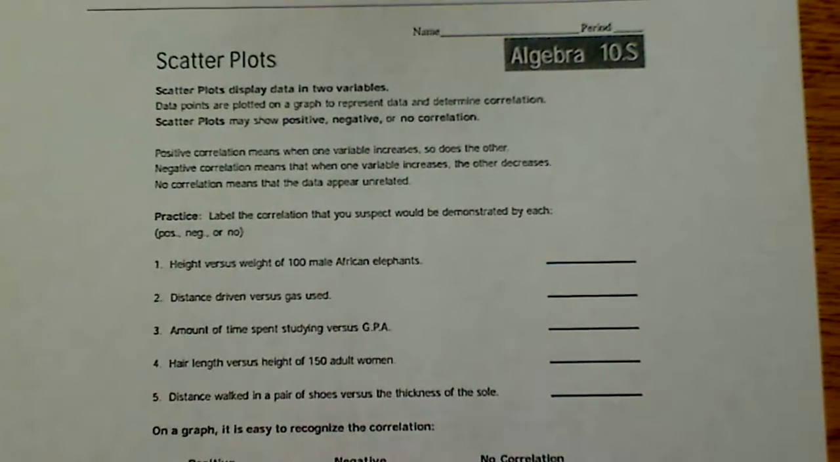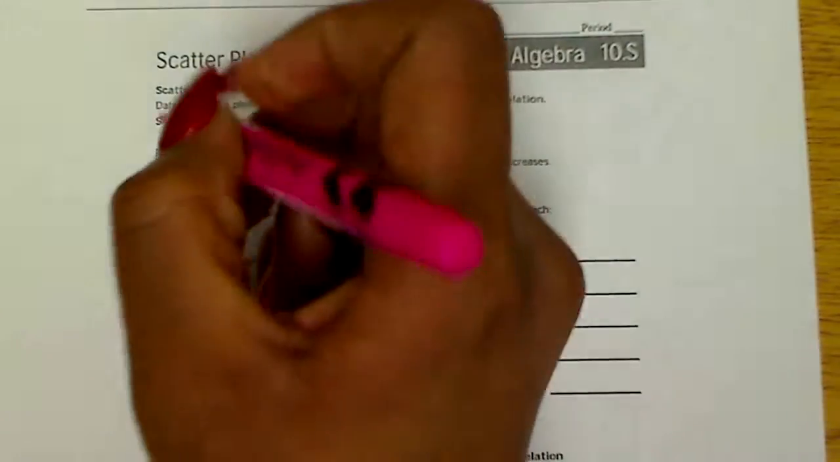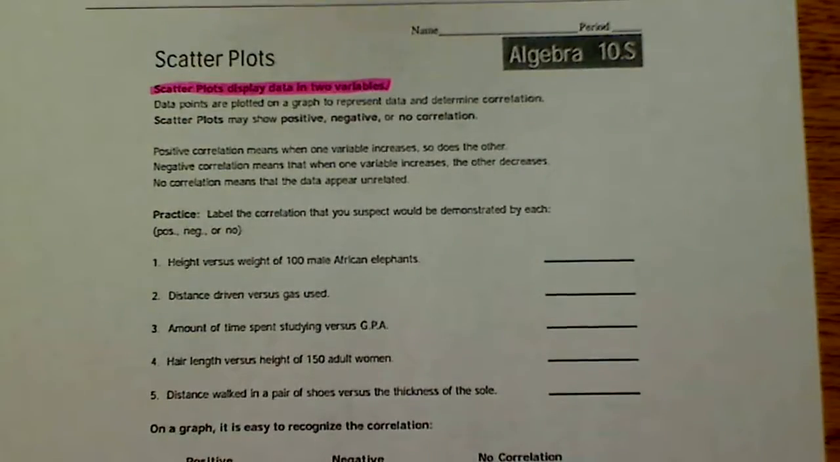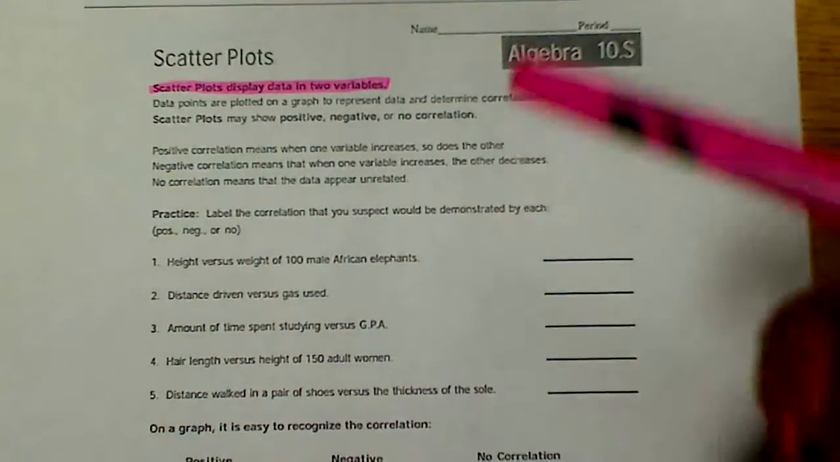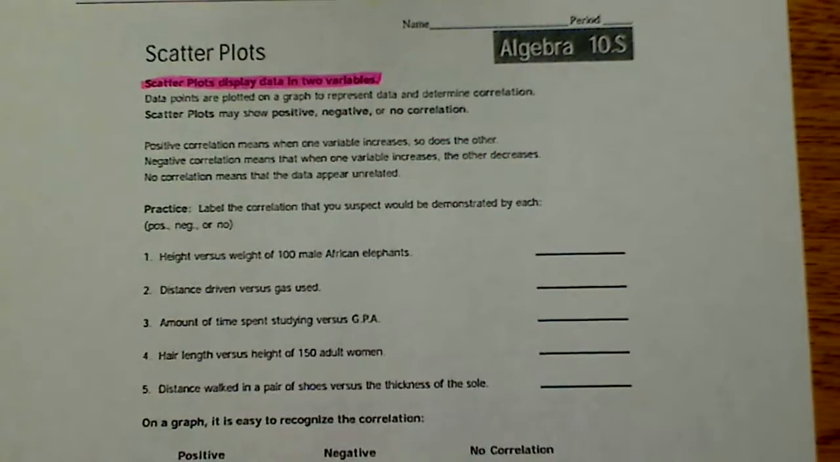All right, thank you, Jose. So scatter plots display data in two variables. That is your definition of scatter plots, so go ahead and highlight that. The data points are plotted on a graph to represent the data and determine correlation. Scatter plots may show positive, negative, or no correlation.